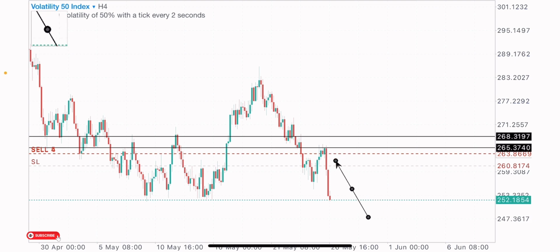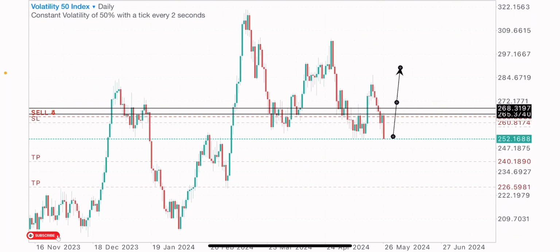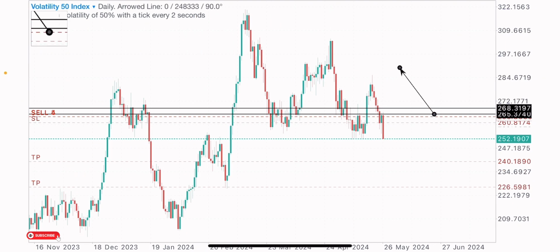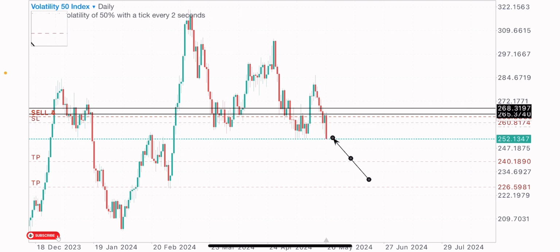So, how did I know this index is going to sell from this zone? Earlier, I was anticipating a bullish reversal on this index for some reason, but on seeing the market structure today, I had a change of bias. I saw a nice sell zone, basically a nice bearish structure, and I took a sell trade.